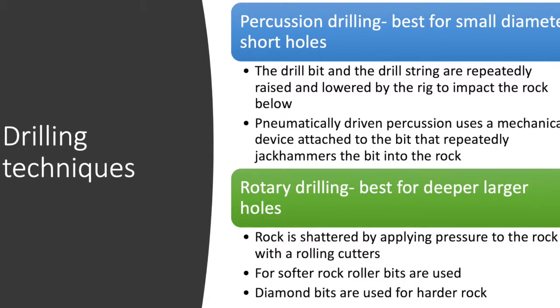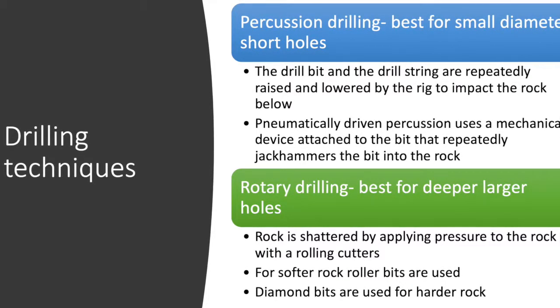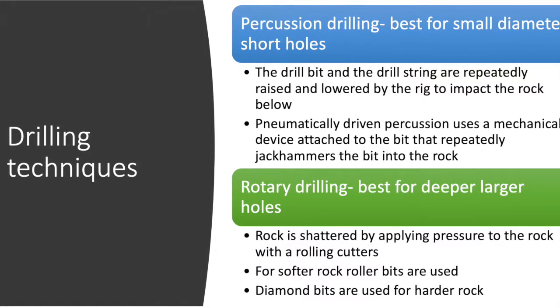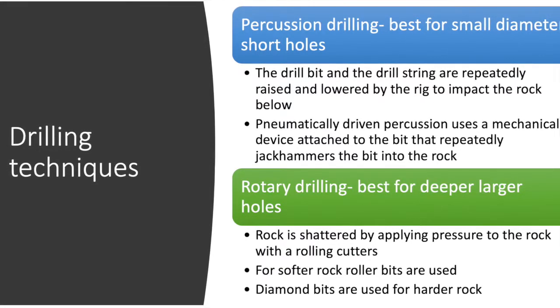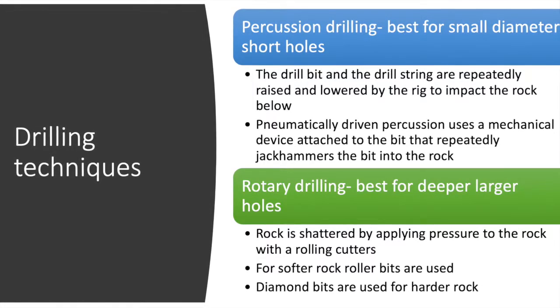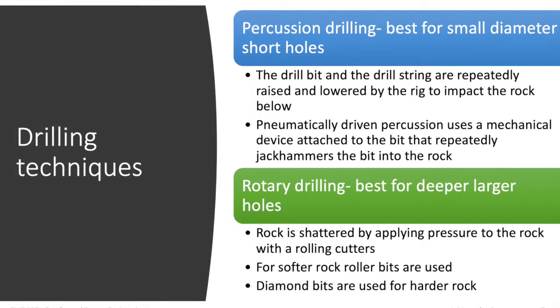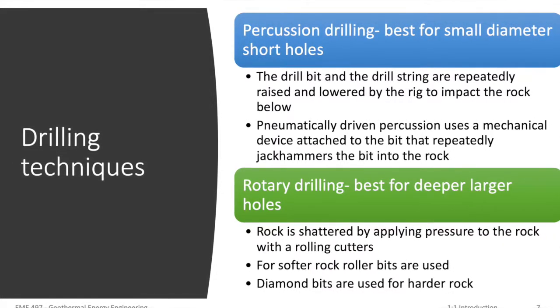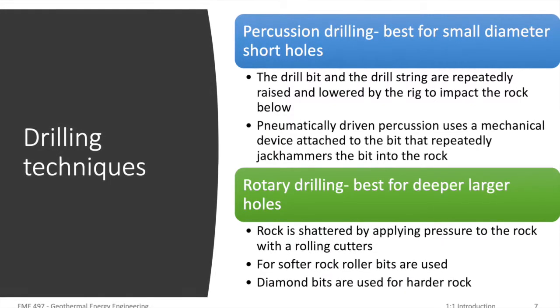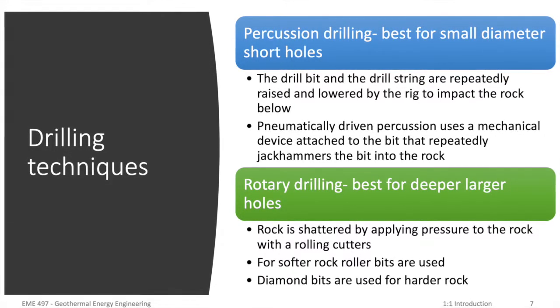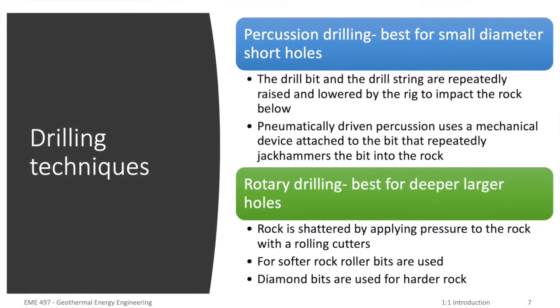While there are a multitude of different drill bits, there are also a multitude of different drilling techniques that are used for different projects. The 2 types we will discuss in this presentation are percussion drilling and rotary drilling. The first one we'll discuss is percussion drilling. Percussion drilling is best used for small diameter short holes. In this process, the drill bit and the drill string are repeatedly raised and lowered by the rig to impact the rock below in the subsurface. Pneumatically driven percussion uses a mechanical device attached to the bit that repeatedly jackhammers the bit into the rock.